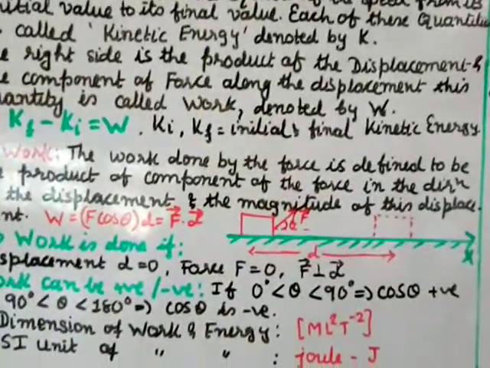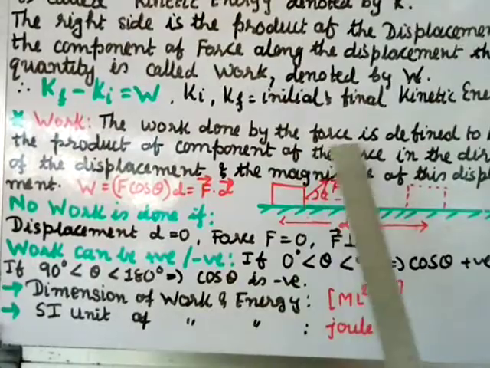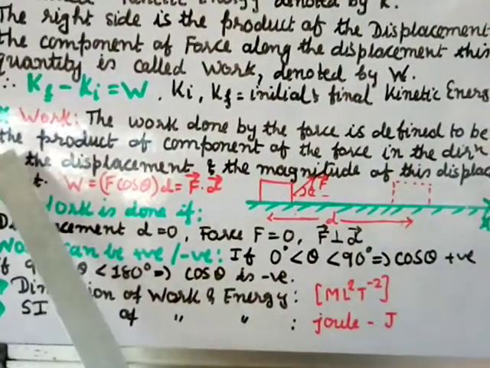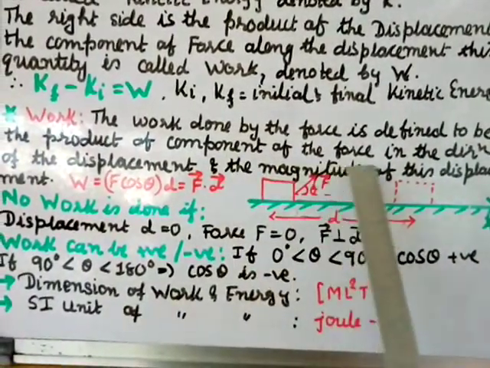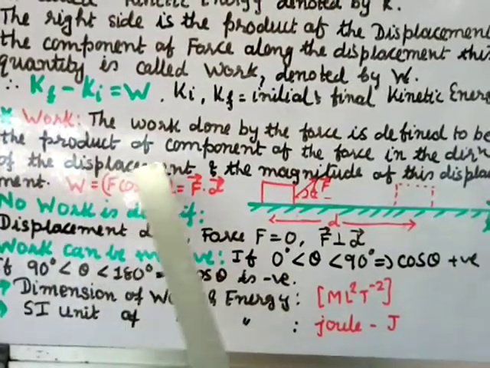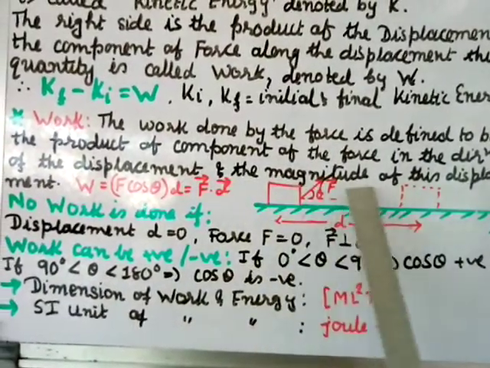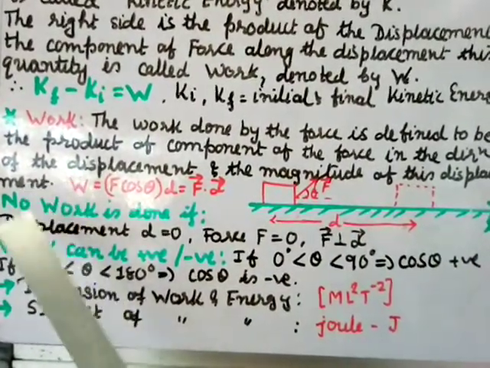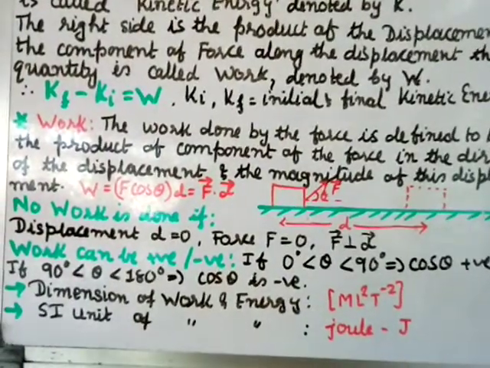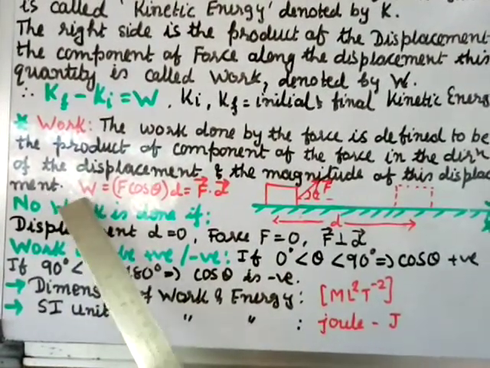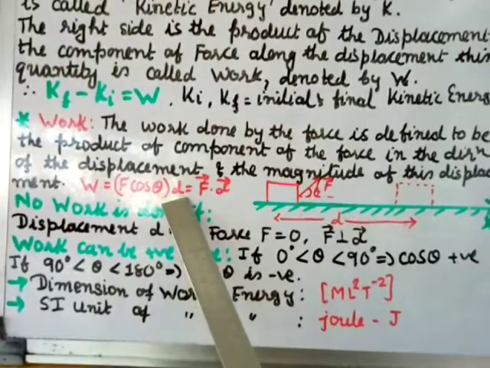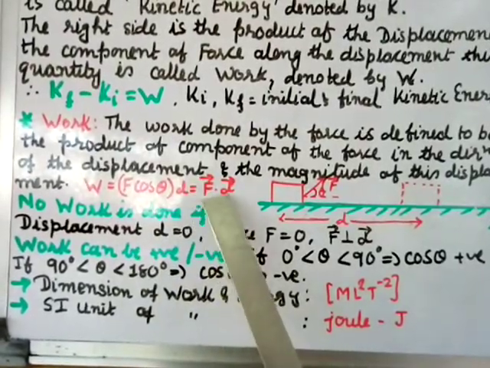Next we have work. The work done by the force is defined to be the product of the component of the force in the direction of the displacement and the magnitude of this displacement. So this is the definition of work, and mathematically we can say that work W equals F cos theta into D. This can be written as vector F dot vector D.